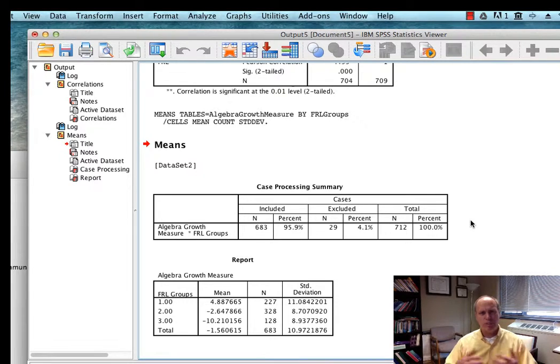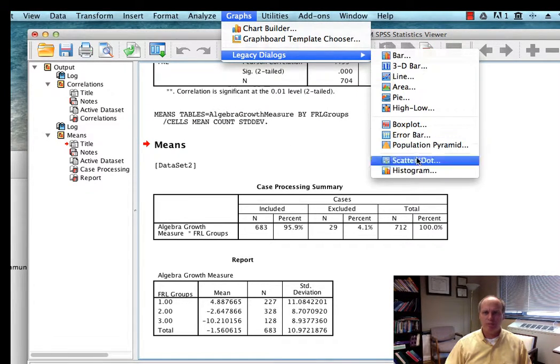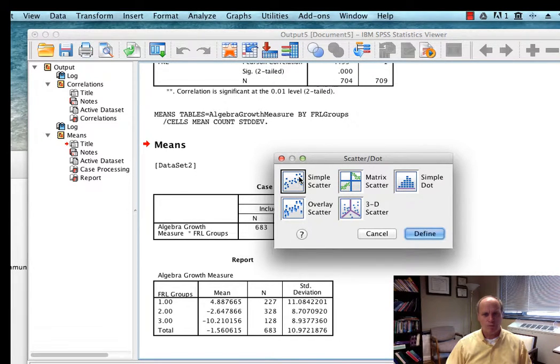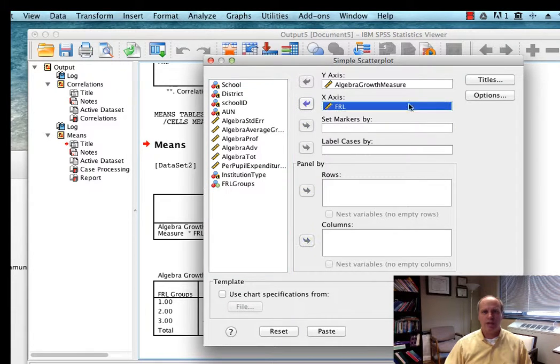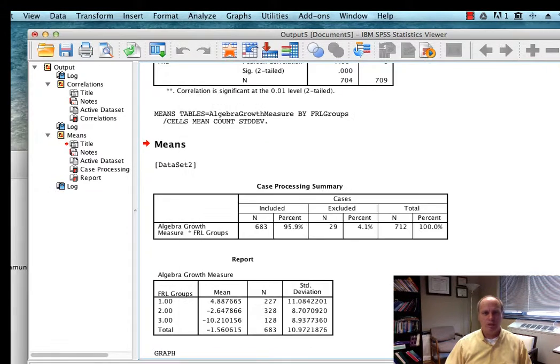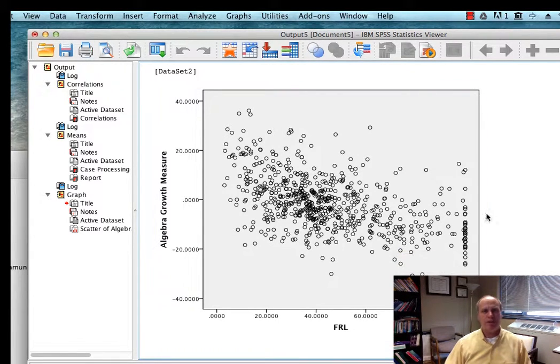I think getting your hands on that or getting your mind around that is going to be very helpful in understanding a number of different things that we'll be doing through the semester. So I'm going to quickly do a scatter plot here. I got the groups there, which really is something you probably would never do, but I'll do free and reduced lunch, algebra growth measures. So there's a picture. It's not quite the same as the school performance profile, but you might see a line going like this. So it seems like there's some trend there.